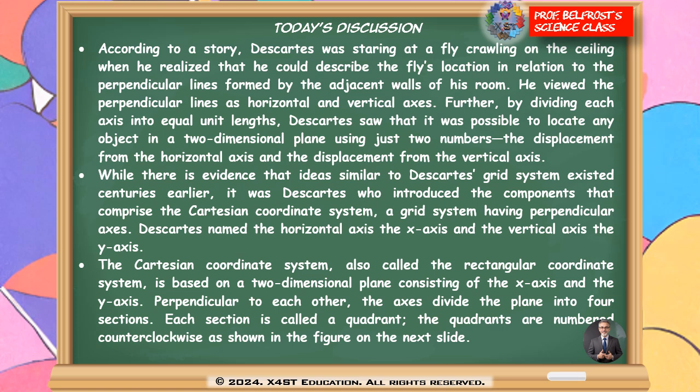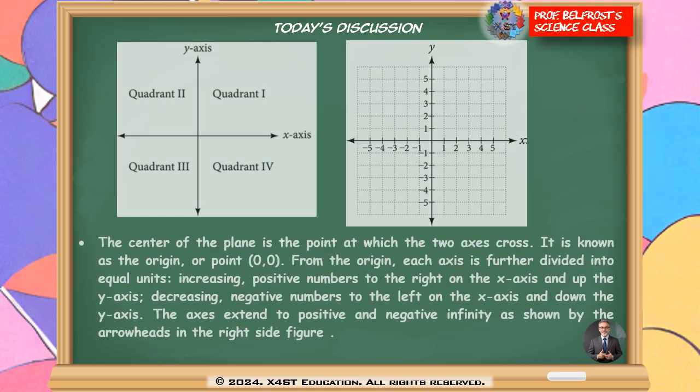The axes divide the plane into four sections called quadrants. So the quadrants are numbered counterclockwise as shown in the figure on the next slide. Okay, tada! So we have quadrant 1, quadrant 2, quadrant 3, and quadrant 4. The center of the plane is the point at which the two axes cross. It is known as the origin, or point (0, 0).